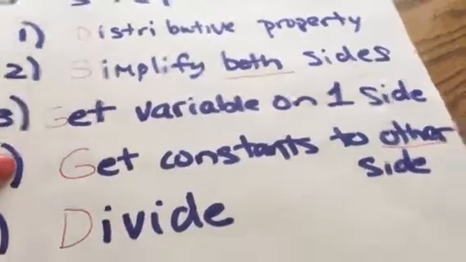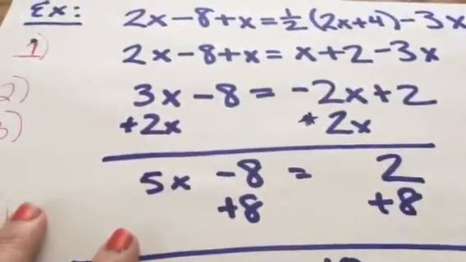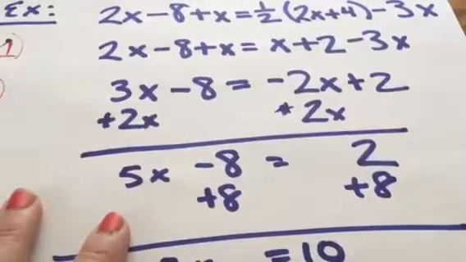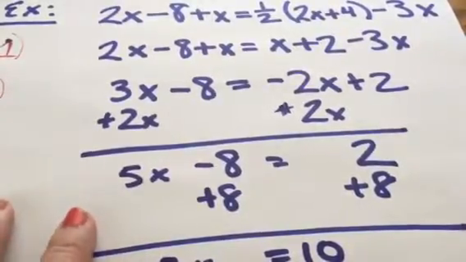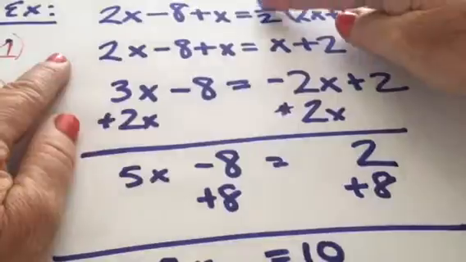Okay, so let's go put it all together in one problem. And I think you'll see all the steps look very familiar. You've already done them. The equation you're given is 2x minus 8 plus x equals 1/2 (2x plus 4) minus 3x. So step 1, get rid of those parentheses with the distributive property.